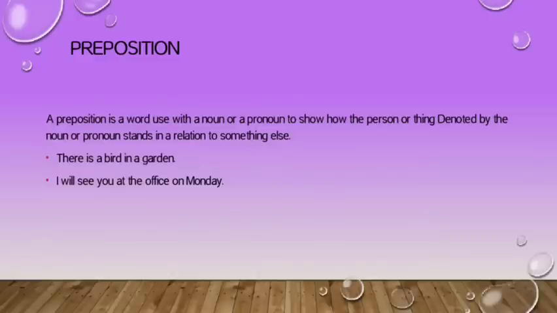For example, here's a common thing we say to people: I will see you at the office on Monday. There are two prepositions in this sentence, at and on. The first preposition, at, shows us the place, where, at the office, and the second preposition shows the time, when, on Monday. This is what prepositions do, they help us to show time, place, and position.